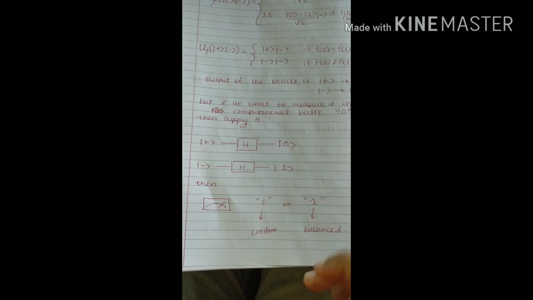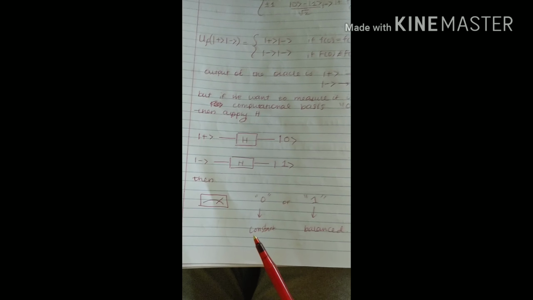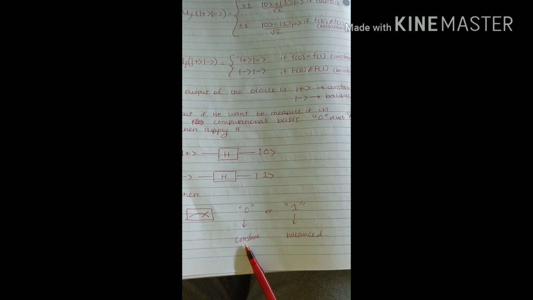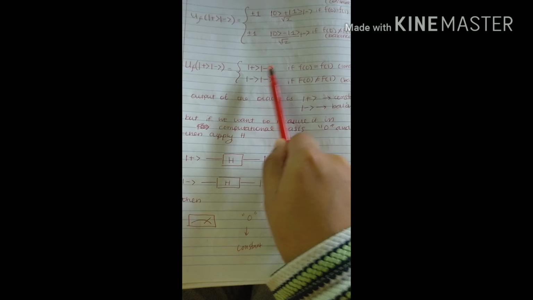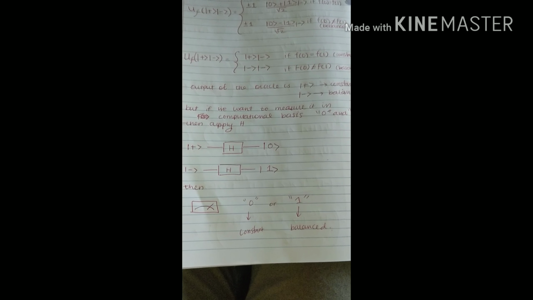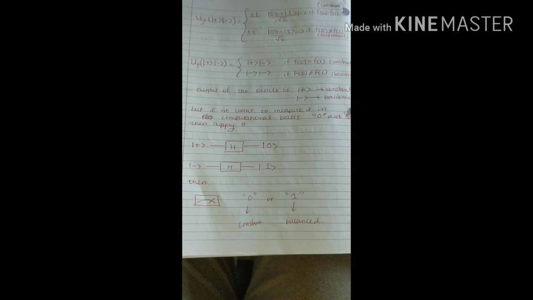Then we measure, because remember we're measuring right here. After we apply that H to the top wire, we measure. And so if we see a 0, then that means that it's constant, because to see a 0 means that you had to have a plus, and to see a plus means that f of 0 equals f of 1, aka it's constant. So it's constant if you see a 0, and it's balanced if you see a 1. And so that concludes Deutsch's algorithm.